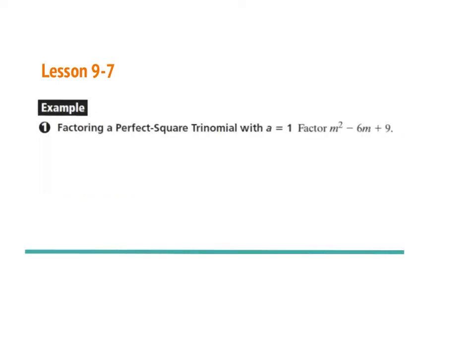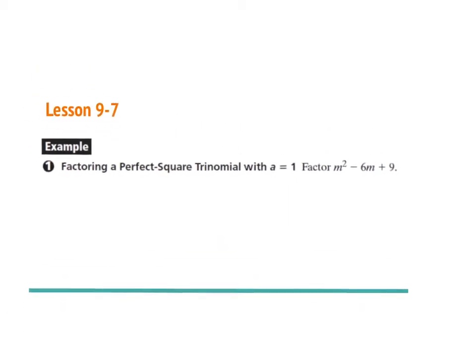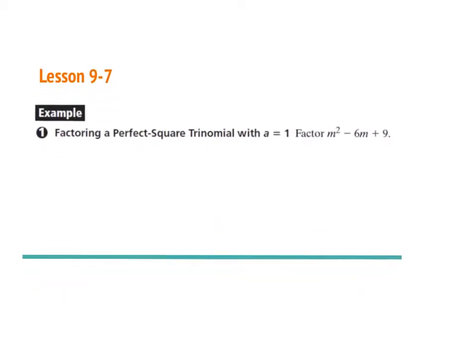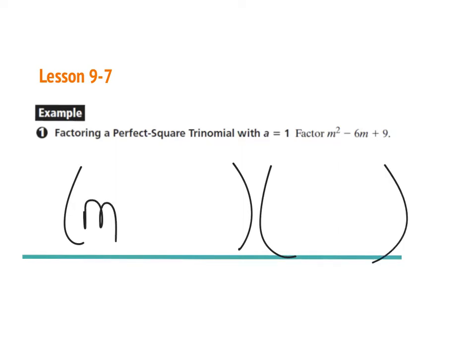So here we're looking at m squared minus 6m plus 9. If we go back to our guess and check method, we know that our third term is a positive, so our signs are the same. We've got m squared there, which means m times m for both of our first terms in each of the binomials. And then we look to our middle term, our second term, and we see that's a minus. So again, we know both of those are going to be minus.